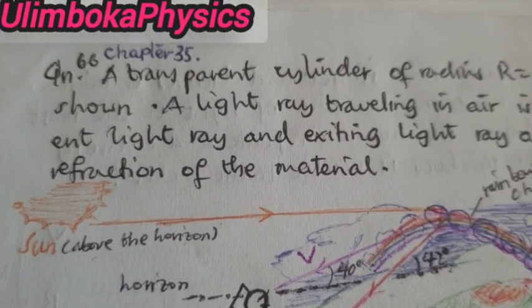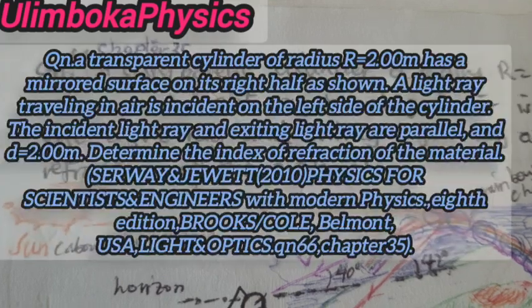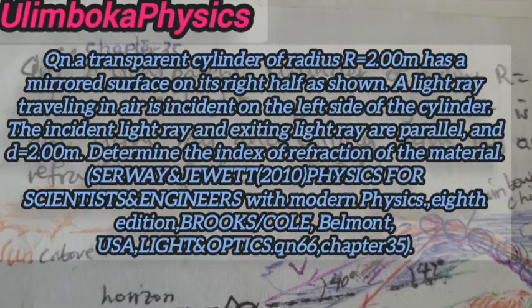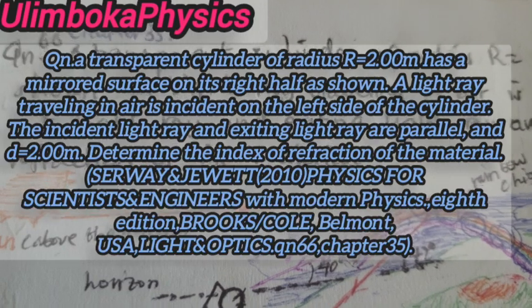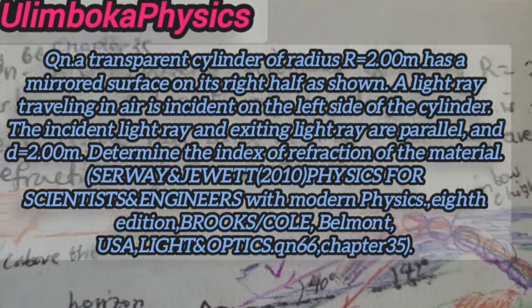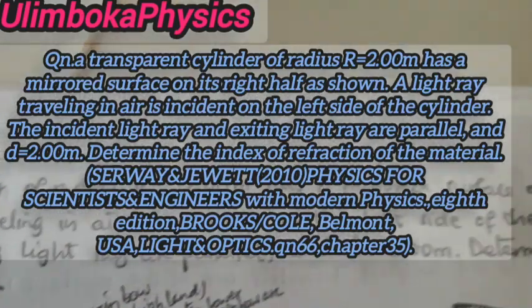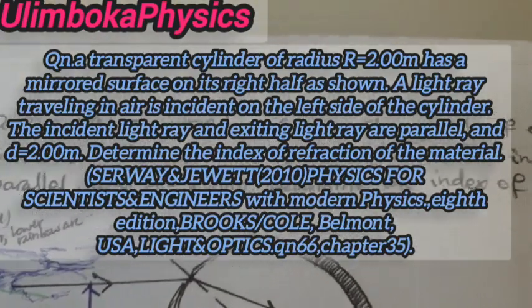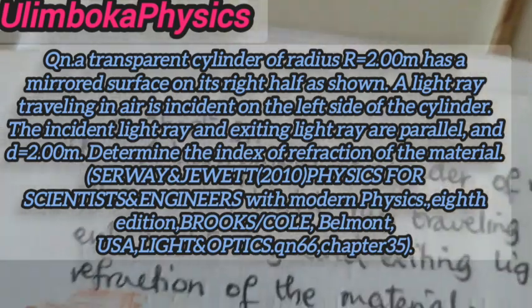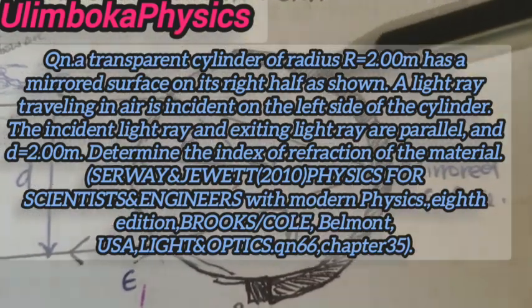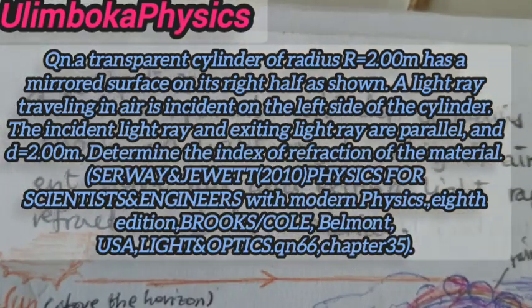Welcome to Olimboka Physics. We have a question from Serway & Jewett, question 66, chapter 35, reflection and refraction at a plane surface. A transparent cylinder of radius r, that is 2.0 meter, has a mirrored far surface on its right half as shown.